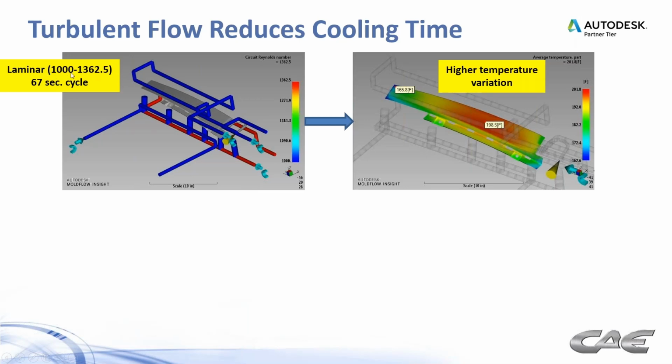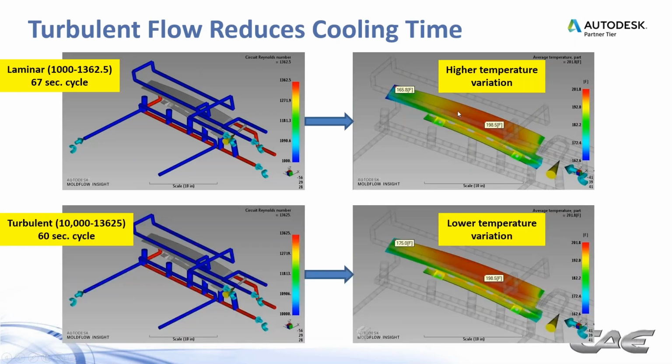So in this case, we've got laminar flow, very low Reynolds numbers. Reynolds number is a number that tells us whether or not we're laminar or turbulent. And for that, it took 67 seconds to reach the temperatures that we wanted. And we get a relatively high temperature variation across that part for this design. You could argue maybe moving some cooling channels around would be beneficial, but this mold was already built. And then we looked at turbulent flow, moving that Reynolds number up to a much higher threshold. And for that, we were able to bring the cycle time down by 7 seconds with a lower temperature variation across the part.